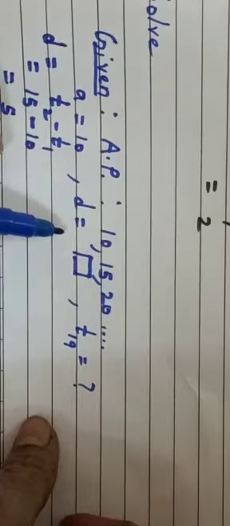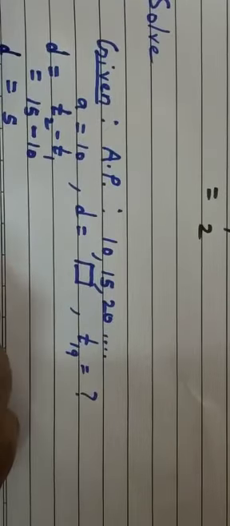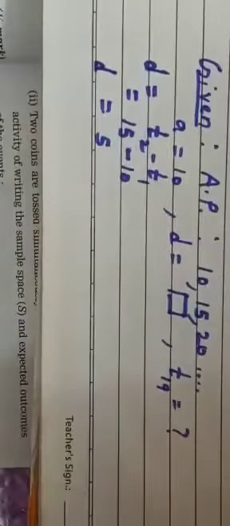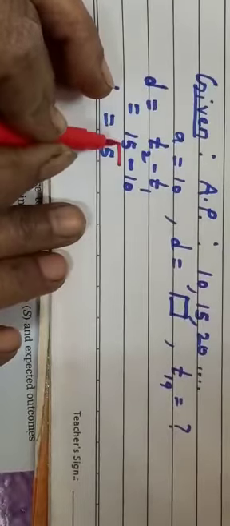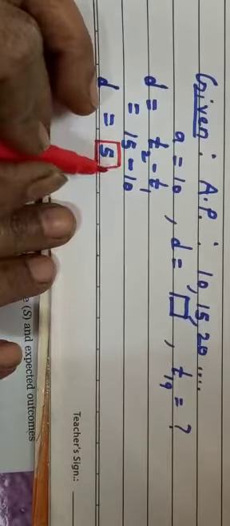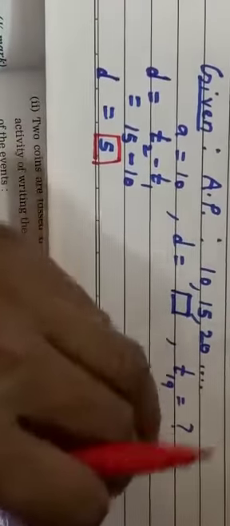So what you will do in the exam: here the box is given, but first you write the correct formula and find it out. Then D is equal to 5, that is wanted. So you can put a box like this. You will be getting D is equal to 5, here half mark. Then it's a 2 mark question.